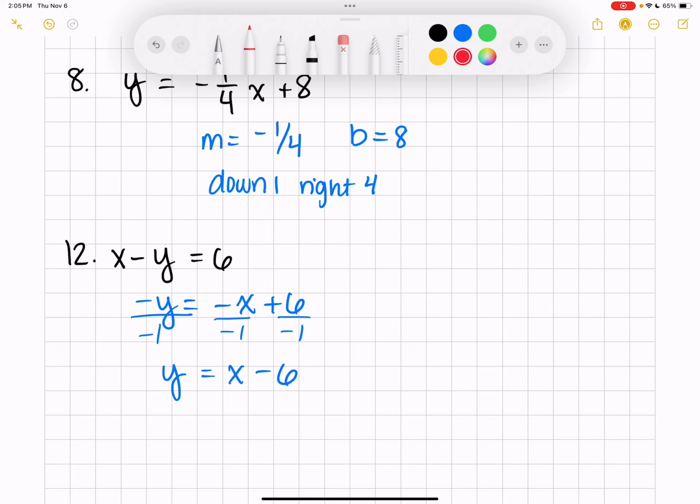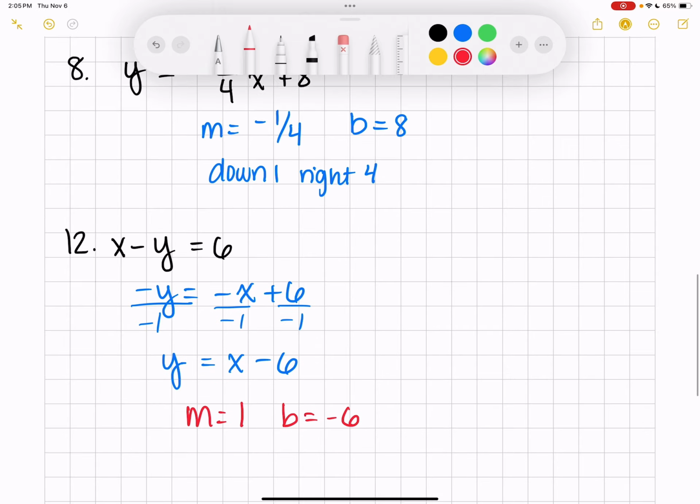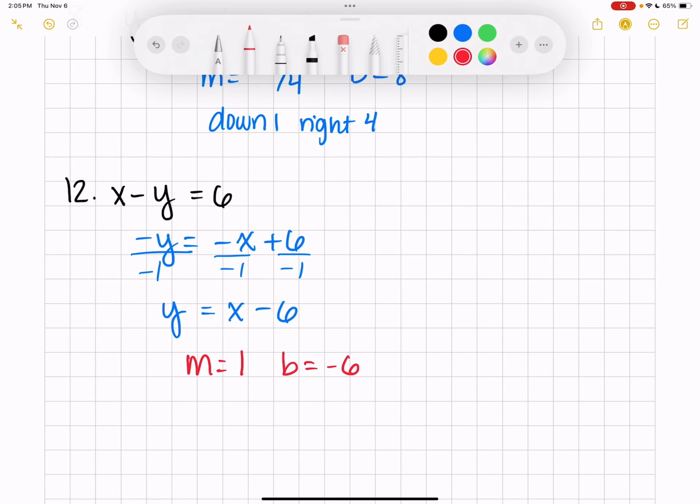All right, so once you have it in y equals mx plus b, then you're going to state your slope. What's the slope? 1. What's your y-intercept? Negative 6. Okay, what does this slope of 1 tell me to do? Up 1, and right 1. Up 1 and down 1 can't both happen at the same time. It's whatever this number is. This is like a 1 over 1.